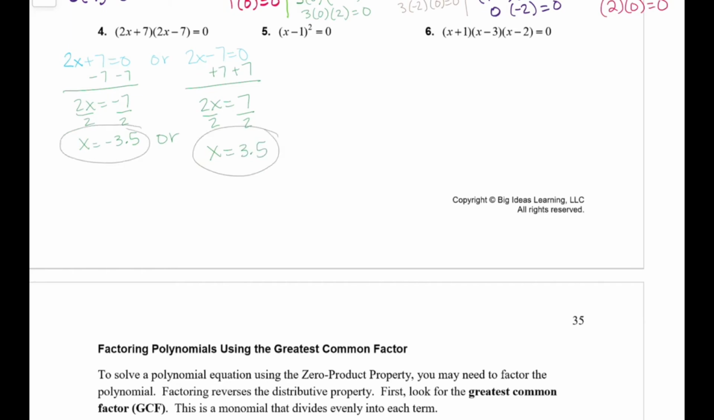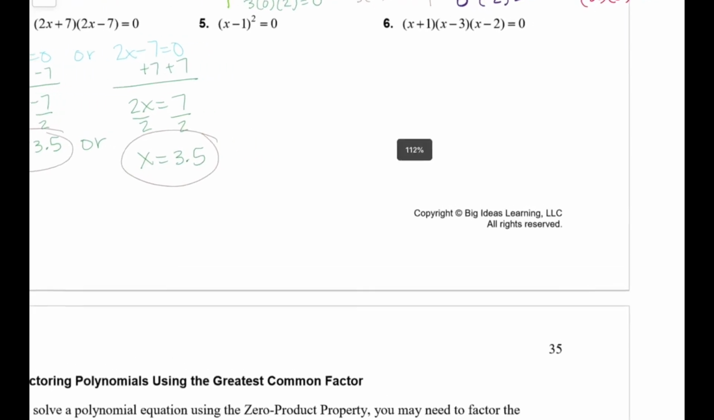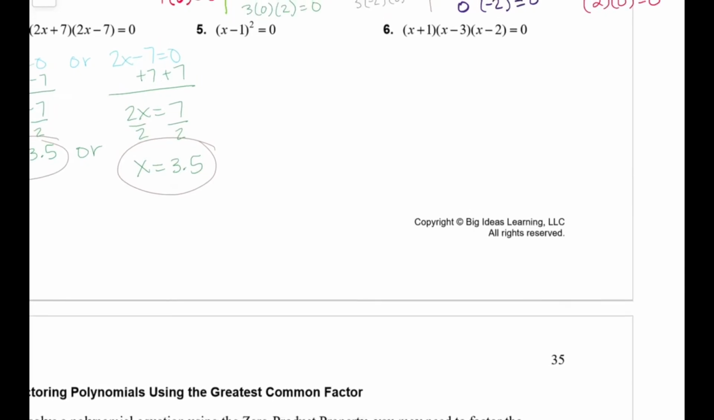Looking at number 5, we have x minus 1 squared. Now, if you remember, x minus 1 squared is equal to x minus 1 times x minus 1. We have two things that are set equal to 0, x minus 1 equals 0, or x minus 1 equals 0. Well, these two are the exact same thing.